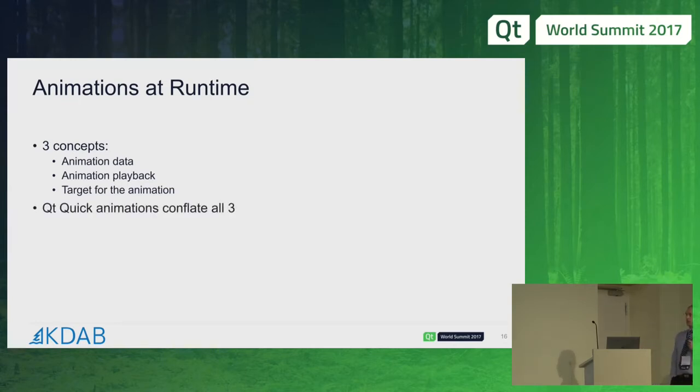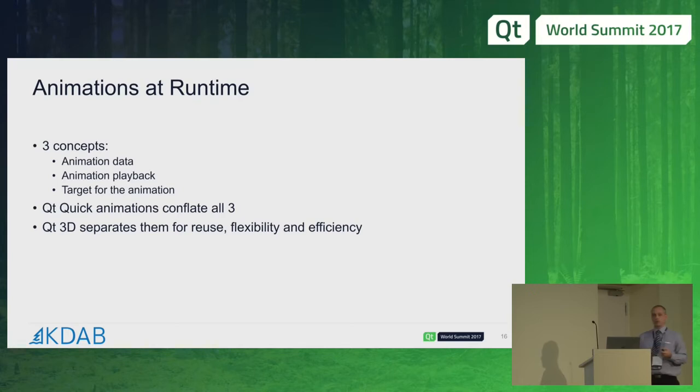Now, unfortunately, the animations inside Qt Quick and, well, Qt Quick 2, they conflate all 3 of those concepts. They are all combined in the same data structures in the Qt Quick animations. So if you make a Qt Quick animation, it might be quite a complex one with lots of sequential and parallel animations in there. You have to specify the properties you want to target it to, and you're specifying the from and the to values. That's conflating the targets for the animation and also the animation data along with the playback. So Qt 3D separates these things out so we have optimum options for reuse and flexibility and also efficiency.